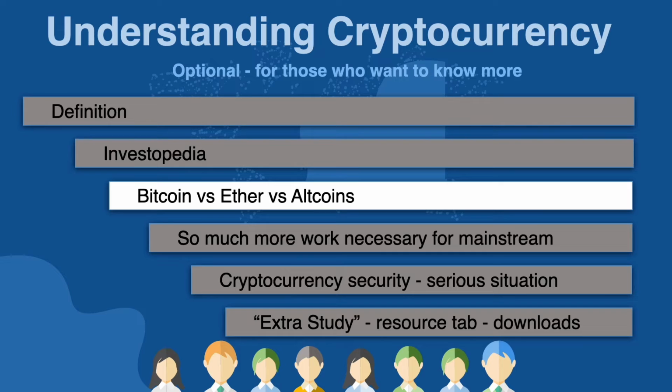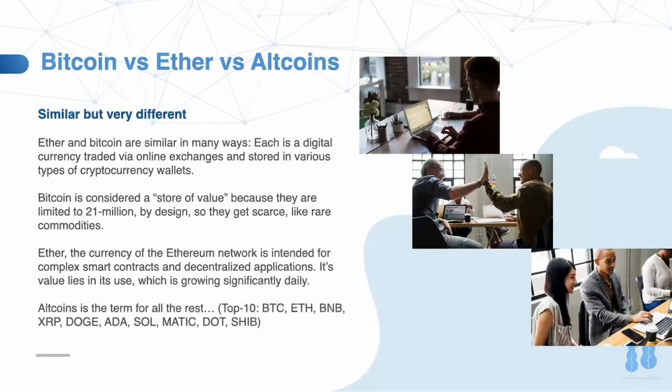Let's talk a little bit about Bitcoin, Ether, altcoins. You hear them quite a bit. And as we say here, it's similar, but very different. Bitcoin is considered a store of value like gold or something else that's scarce, a rare commodity of some sort, because it's limited to 21 million Bitcoins. Can't change. The infrastructure cannot cause more to be printed under any circumstance.